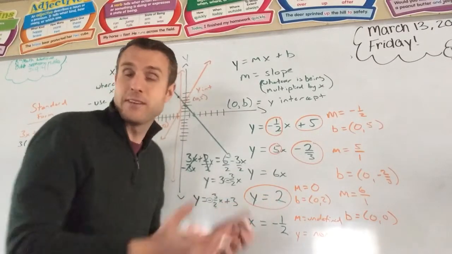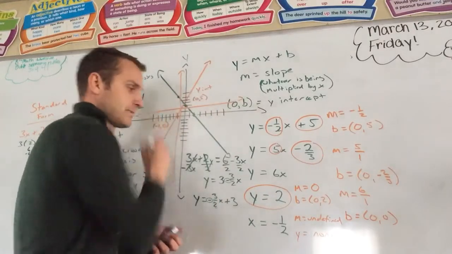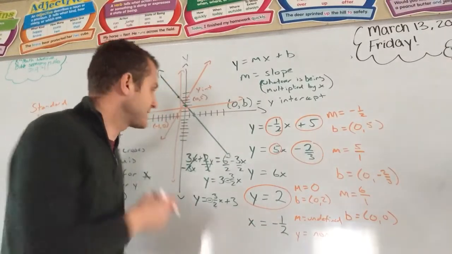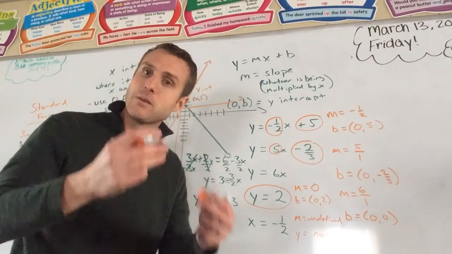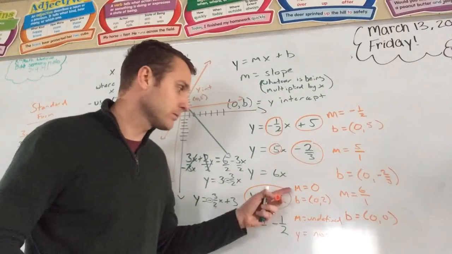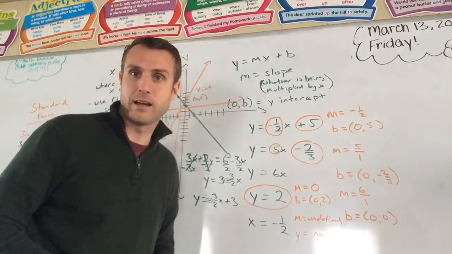Y equals 2 doesn't have an x-intercept because it will never cross the x-axis. And the slope for x equals a number is undefined because it's going to be something over 0. Anytime I have a number over 0, that is undefined. 0 over a number is 0, but a number over 0 is undefined.